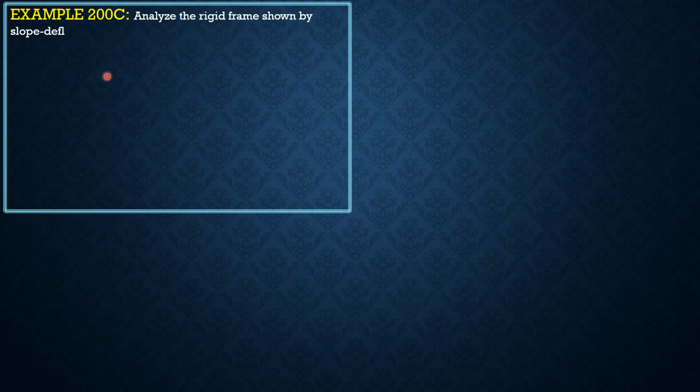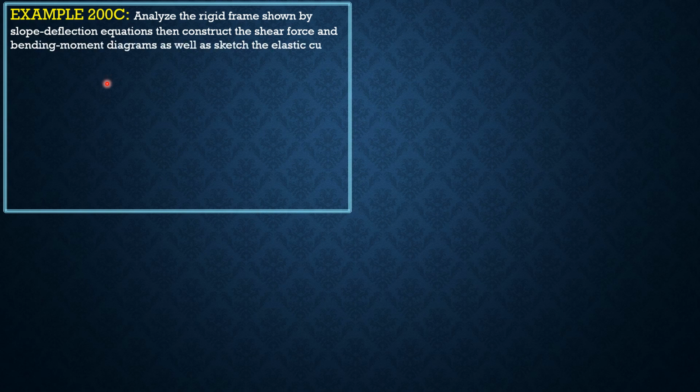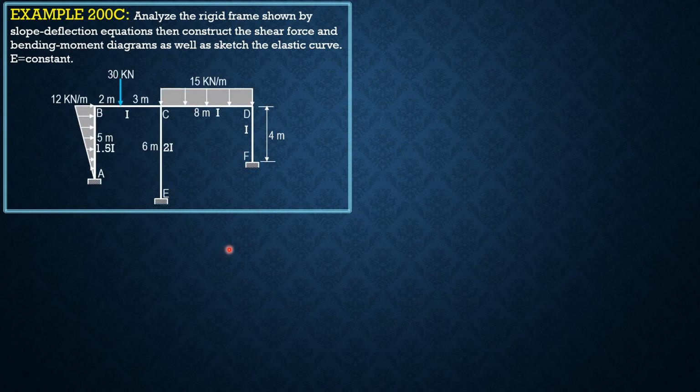Analyze the rigid frame shown by slope deflection equations, then construct the shear force and bending moment diagrams as well as sketch the elastic curve. E is constant. So here is the given figure. So we have side sway and slopes at B, C, and D. So we expect three unknowns here. This will be the expected side sway configuration of the frame. So each will undergo side sway delta, which is assumed to be clockwise because of this loading.